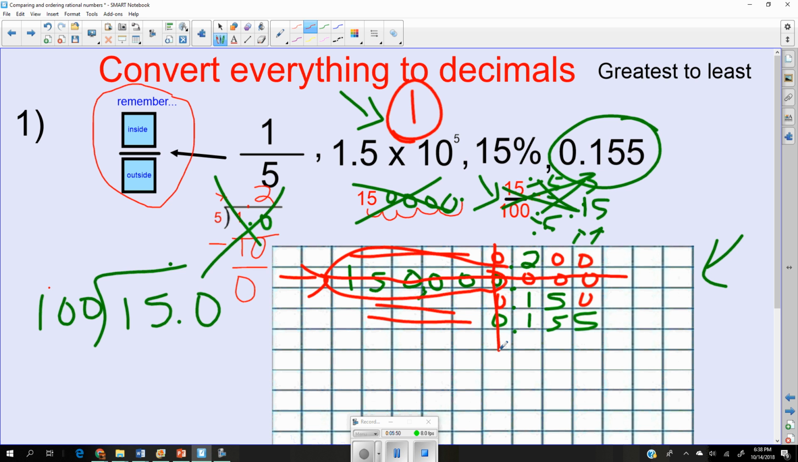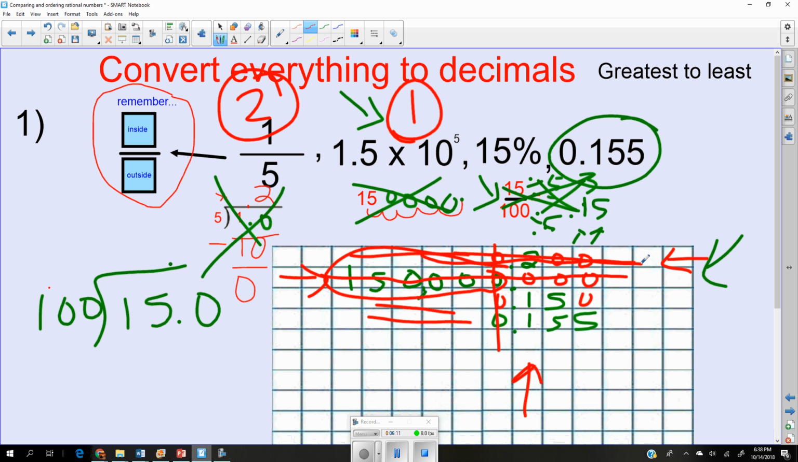Well, we can't tell from that column, so we look at the next column. We have a 2, a 1, and a 1. Well, we know that 2 is bigger than 1, so that means the very first one that we put on here was 1/5. So this is the second largest. We're done with that one.